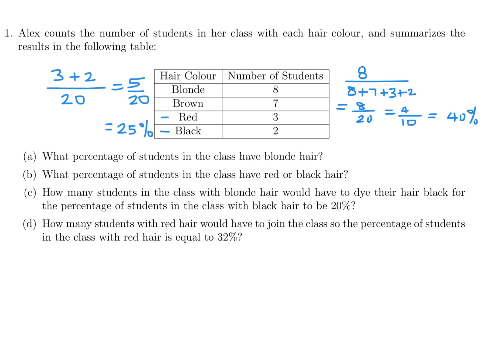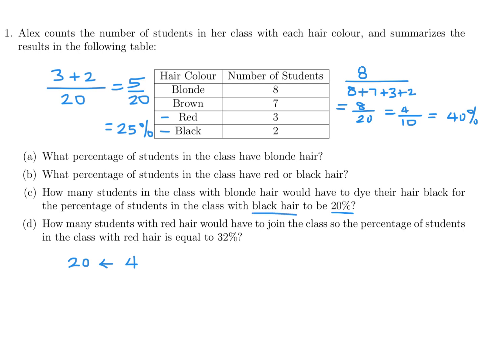Part C, how many students in the class with blonde hair would have to dye their hair black for the percentage of students in the class with black hair to be 20? Well, there are 20 students in the class, and we want the percentage to be 20%. So that means we want 20% of this 20. 20% of 20 is 4. So we want 4 students, basically, to have black hair.